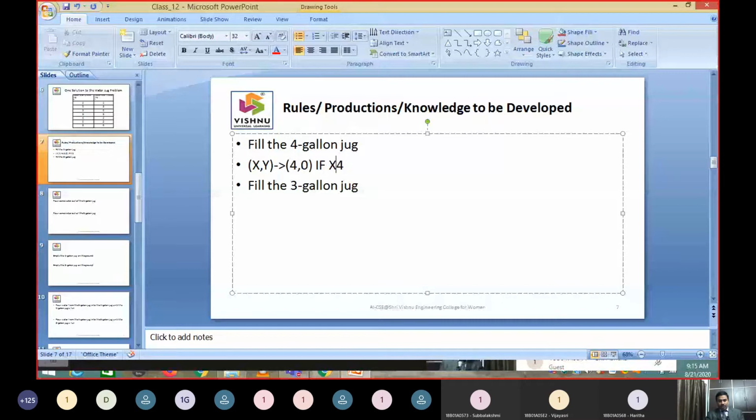If the x value is less than 4, you can fill this x with water from your tap. In the same way, I wrote something yesterday like x, 2y, where you can fill this 3-gallon jug. So you will get the result. See, is the first production right? Did I write the first production right?